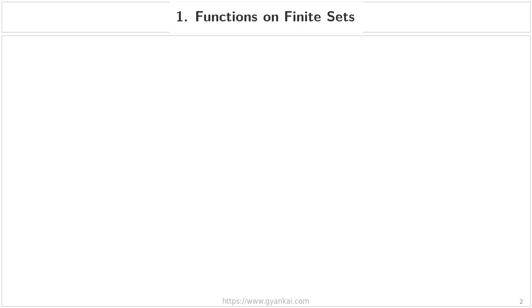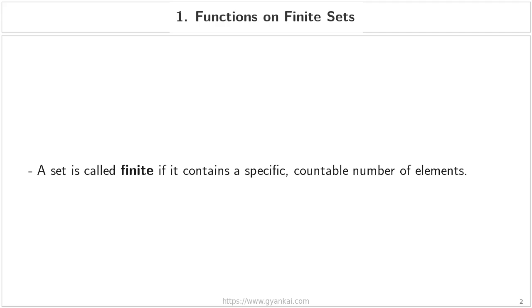1-1 functions on finite sets. Now that we have reviewed the basic definitions of injective and surjective functions, let's move on to how these properties behave when we restrict our focus to finite sets. First, let's clarify our terminology. A set is called finite if it contains a specific, countable number of elements. In other words, the counting process eventually comes to an end.